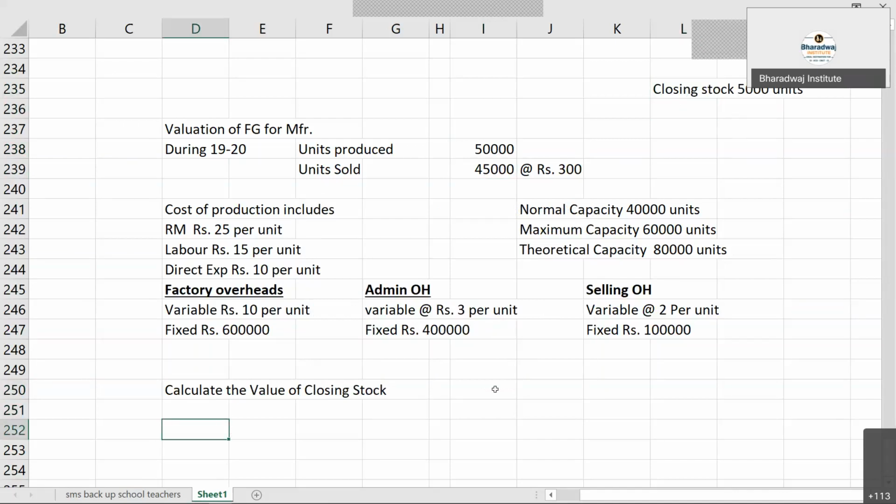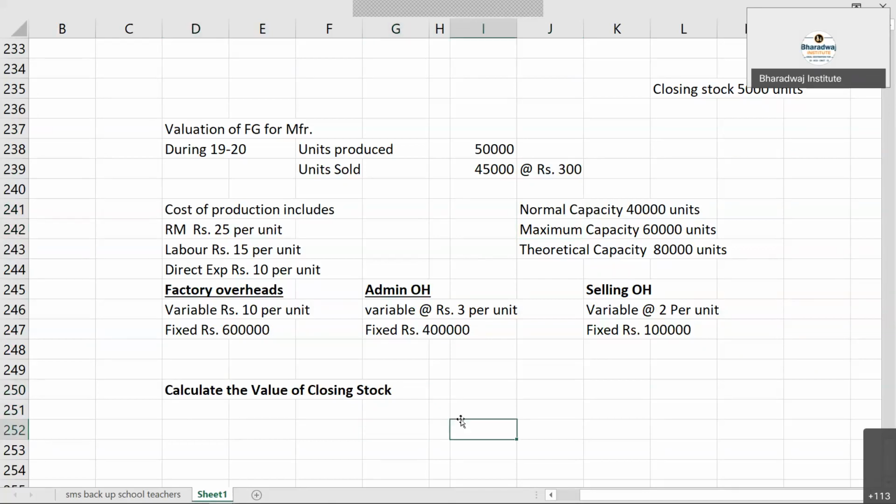So theoretical capacity is without any loss of idle time, which is not possible to achieve. Maximum capacity is after providing some normal losses. Normal capacity is based on demand, supply, long range averages. What is possible is normal capacity. So calculate the value of closing stock is the question.